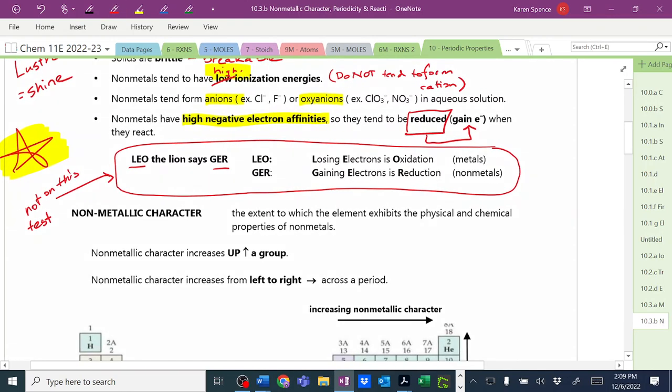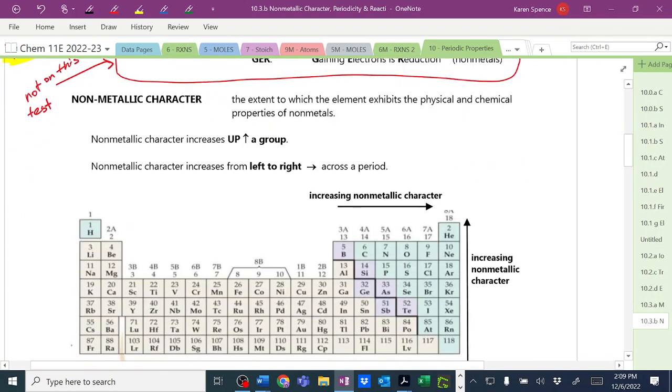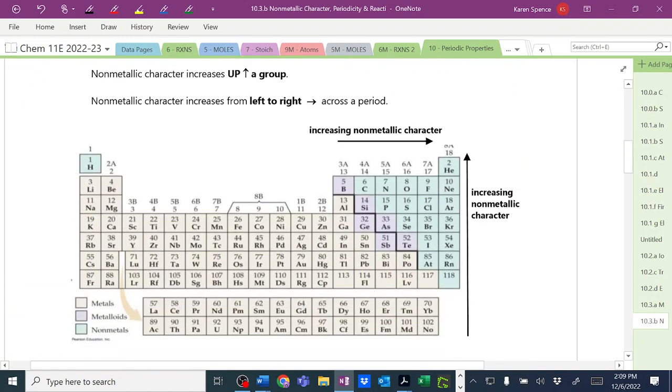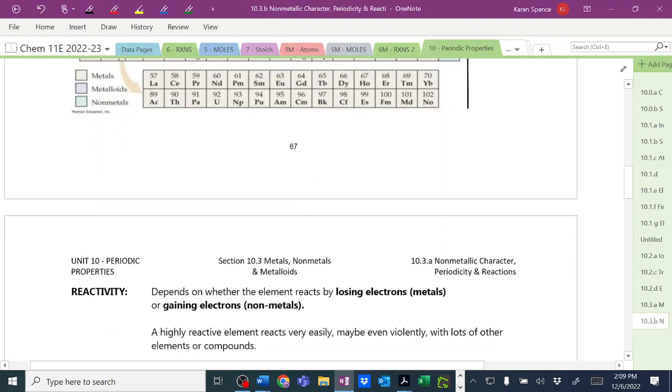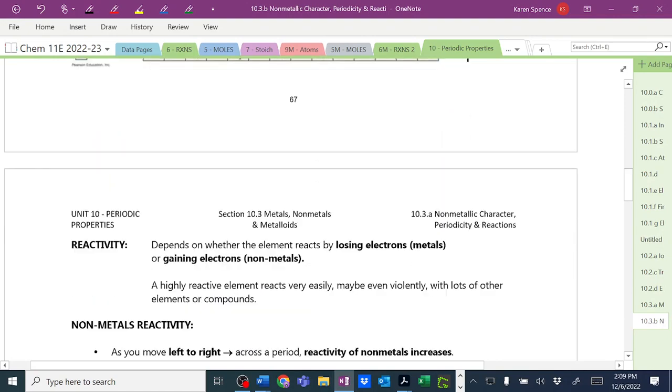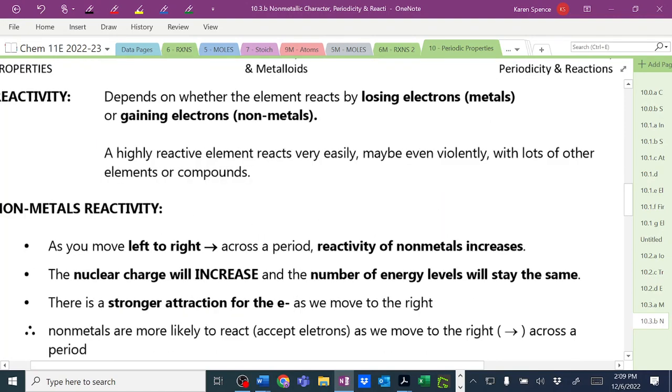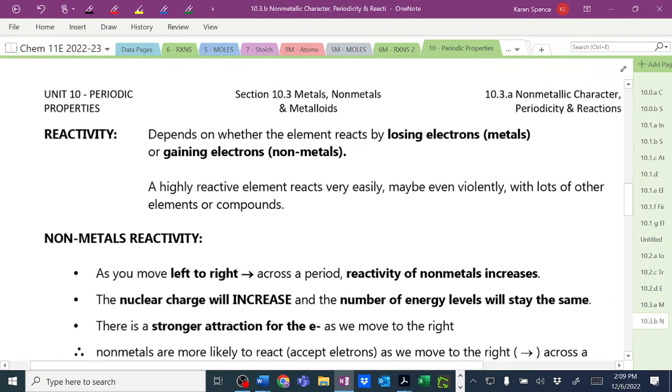Non-metallic character, very straightforward. Oh my God. I'm tired of talking over everybody. It's hard. Non-metallic character increases to the right, it increases towards the top. It's bad enough that I have to talk over them. God, I don't know what they're doing in there. There's much thumping and yelling.